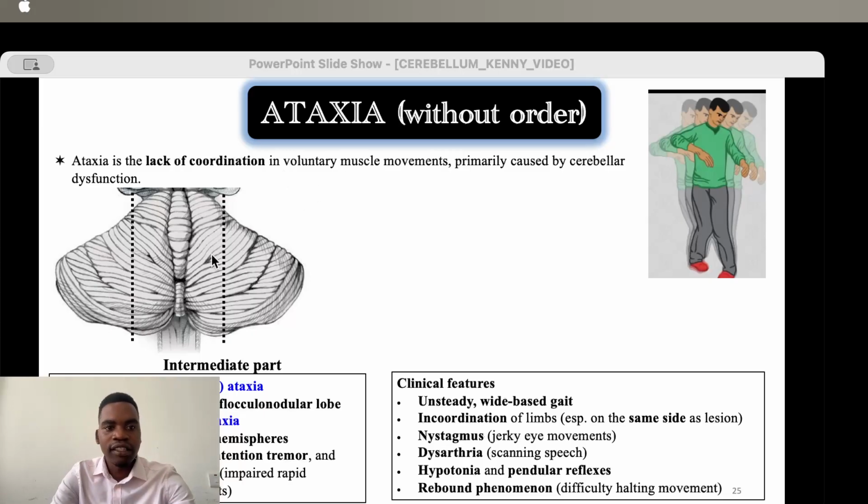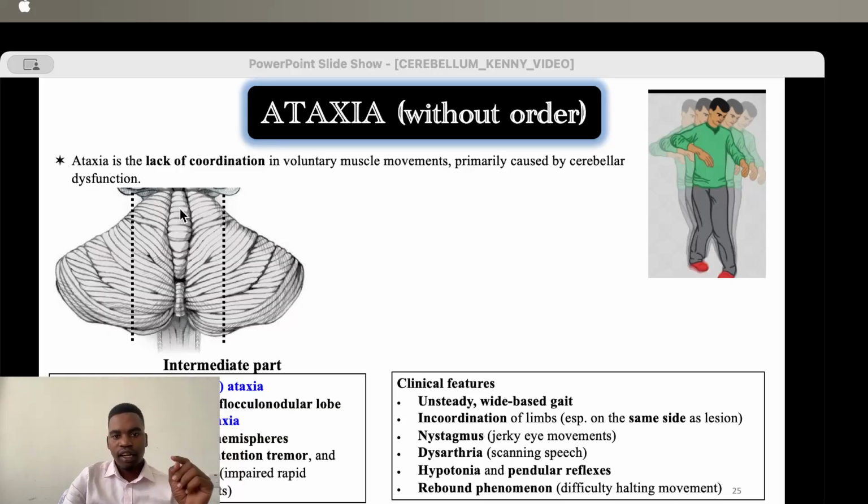So depending on different regions of the cerebellum, the functional regions that we have seen, we said we had the vermis here, we had the intermediate zones, and we had the lateral cerebellar hemispheres. So depending on the specific functional part of the cerebellum that is damaged, the individual is going to present with a lack of coordination in specific muscle groups.